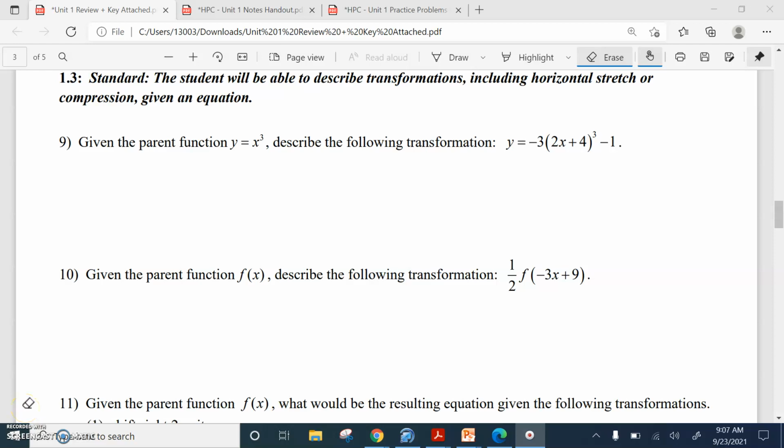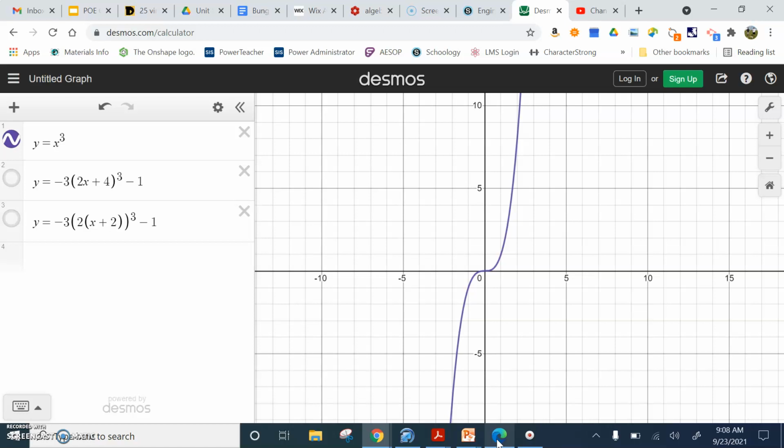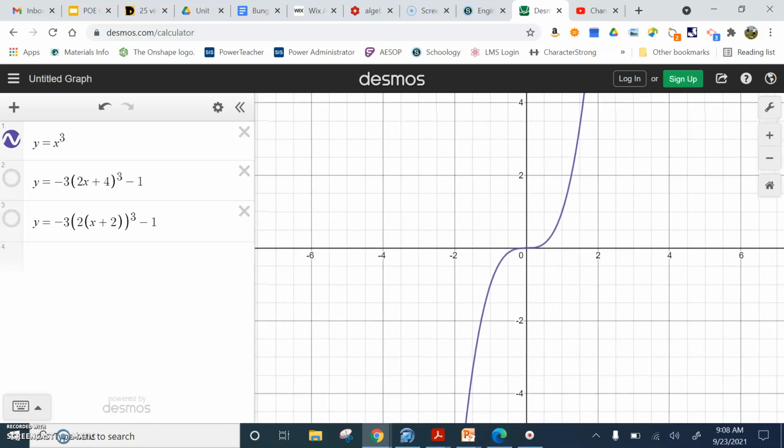Okay, this video is 1.3, or at least the first part of it, starting with question 9. So all of these are about transformations of a graph. If we look at this, our parent function is x cubed. So that looks like this. There's your parent function, standard little zigzag.